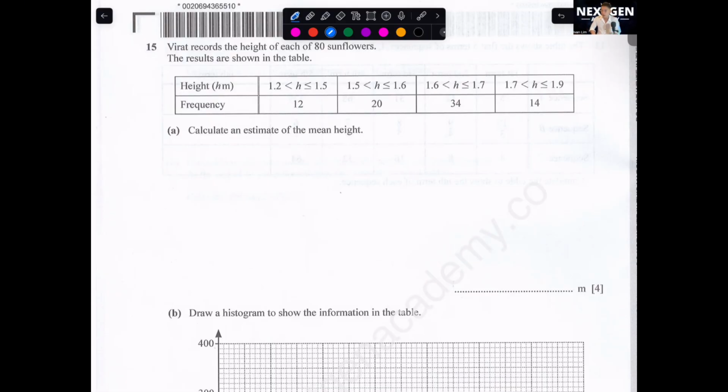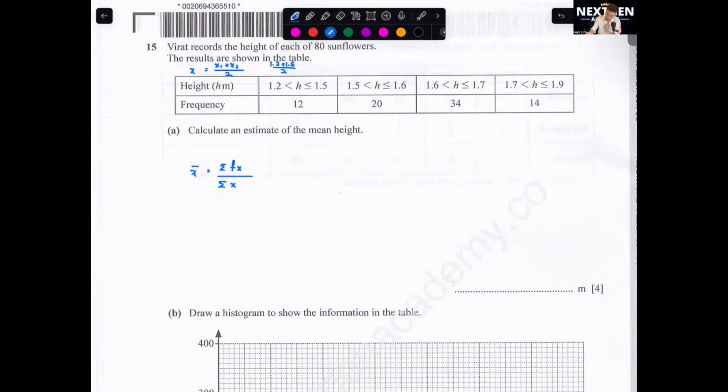Okay, Vera records the height of each of 80 sunflowers. The results are shown in the table. Calculate an estimate of the mean height. First thing, to find the mean, we need to know that the formula is sum of fx, this is called sigma, over sum of f. What is x first? x will be the midpoint. We take x1 plus x2 divided by 2. So go and calculate all the midpoints for this.